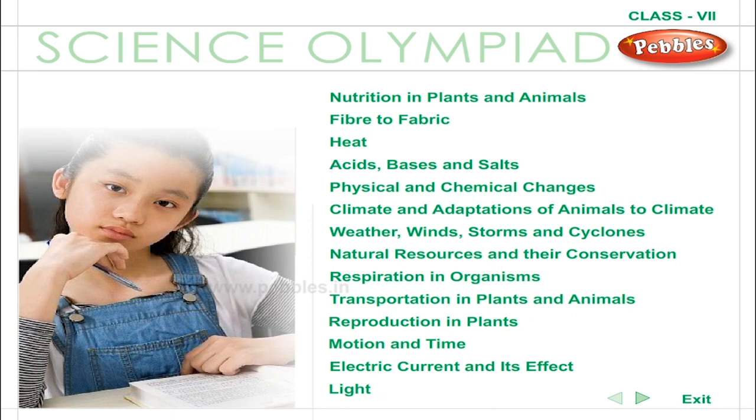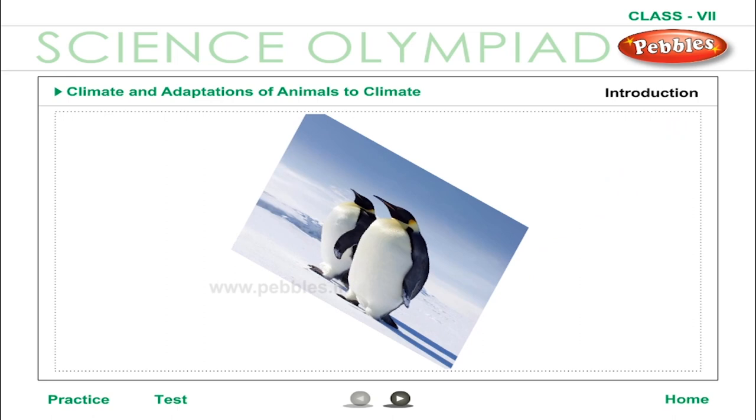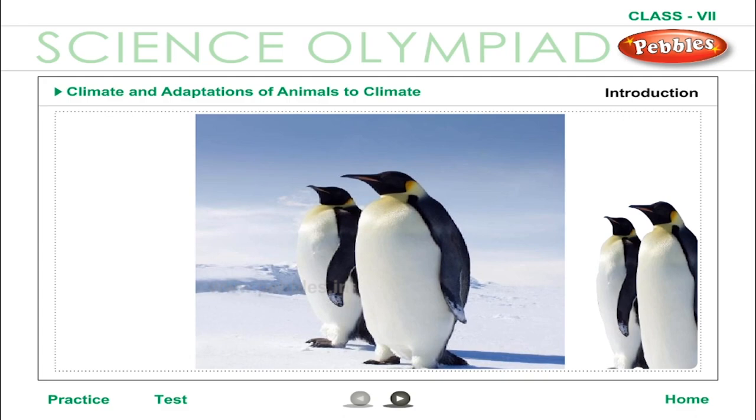Science Olympiad, Class 7. Climate and Adaptations of Animals to Climate. Climate. Introduction. Have you ever imagined how polar bears can live in the Arctic and penguins can survive in Antarctica?